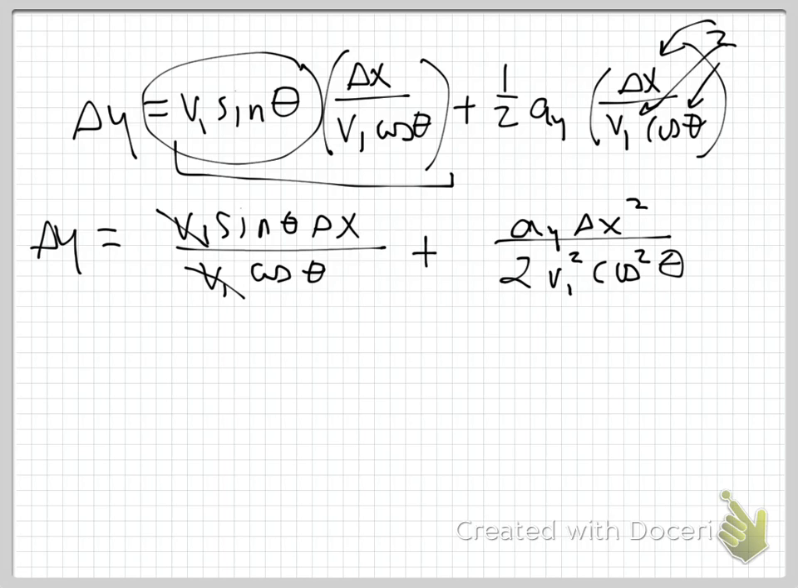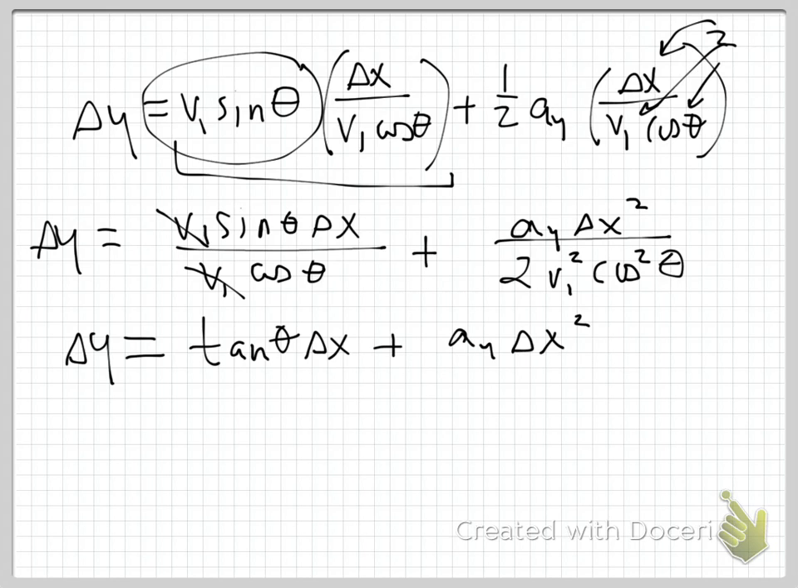So our vi's go away, which is good because that means we don't have to do a quadratic solve. We can get rid of the notion of quadratics. And sine divided by cosine gives us tangent. So we have tangent theta times delta x. So now we've gotten rid of one fraction, plus a on the y, delta x squared over 2 vi squared cosine squared theta. So this is a lot more manageable.